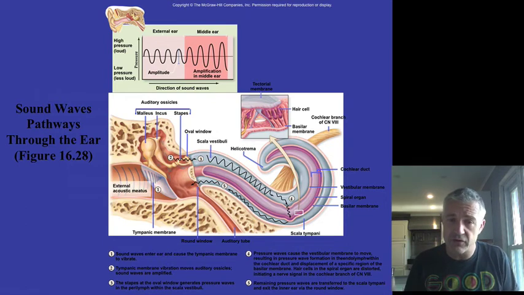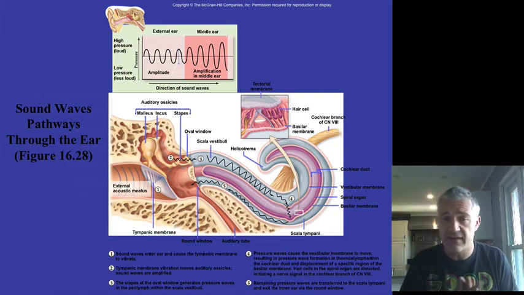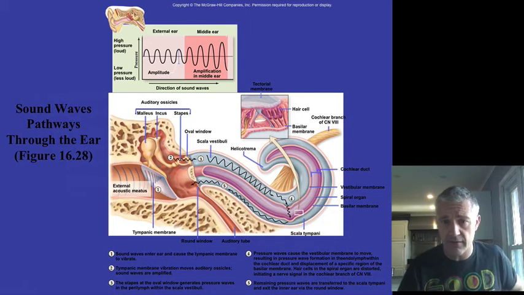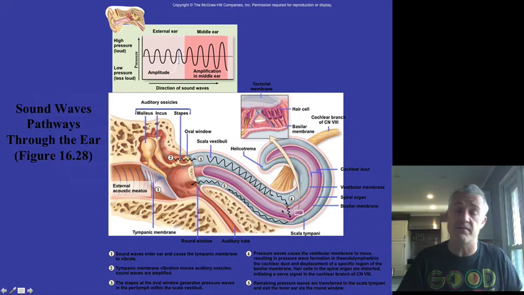Again, amplitude is more the size of the wave, how big the vibration is. That is not going to affect where we do it along the cochlea, along this cochlear duct, but it may activate more hair cells, which can give us some type of measure of volume.